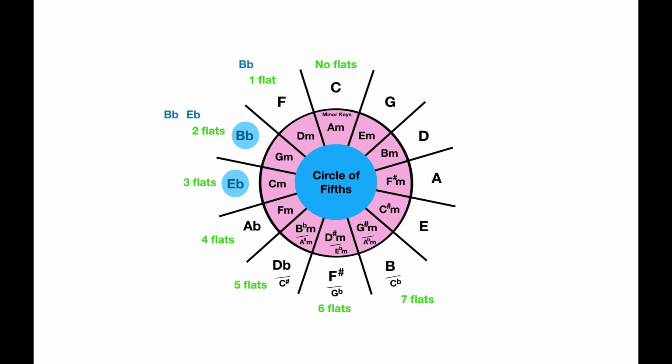So if we now look at the E flat major, that has three flats in it. You guessed it, it will be B flat, E flat and A flat. We're just moving anti-clockwise. So if we look at the A flat major, it has four flats in it. That's B flat, E flat, A flat and D flat. If we look at the D flat major, it has five flats in it, which are the B flat, E flat, A flat, D flat and G flat.